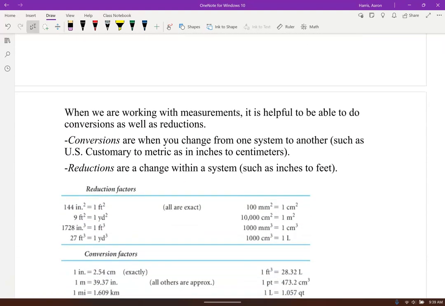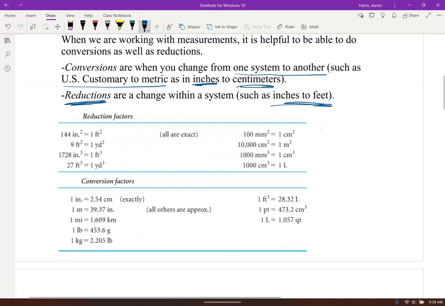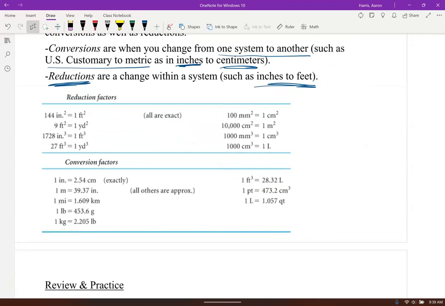So conversions, if you're going to be technical about it, are actually when you change from one system to another. Like when we're going from our US to metric, or metric back to US, right? Inches is in the US customary system, centimeters, base 10, is in metric. So if you're going from inches to centimeters, that'd be a conversion. A reduction is actually just a change in our units within a system, right? So inches to feet, both of those are in the US customary system. So that's actually a reduction. So here's some reduction factors and some conversion factors.